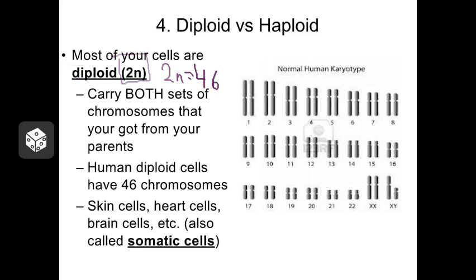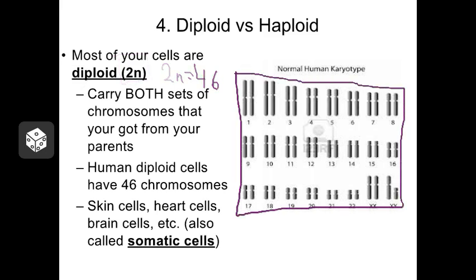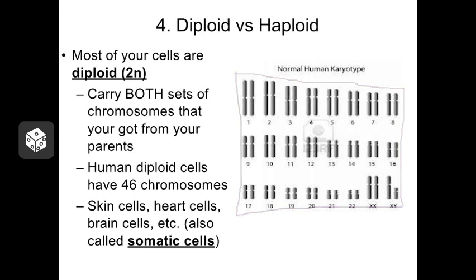In other words, if we were to take a cell such as a skin cell and crack it open and make a karyotype of it, we would find 46 chromosomes inside that cell. 23 that came from the maternal source, 23 that came from the paternal source. So diploid, two sets. Now, which cells in the human system are diploid? Well, these cells we refer to as somatic cells, and they're almost every cell type in the human body. It includes skin, heart cells, brain cells, bone cells. All of those basic body cells are somatic cells and are diploid.